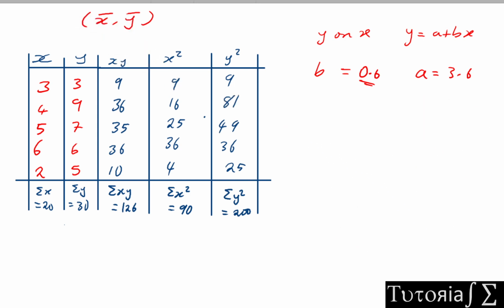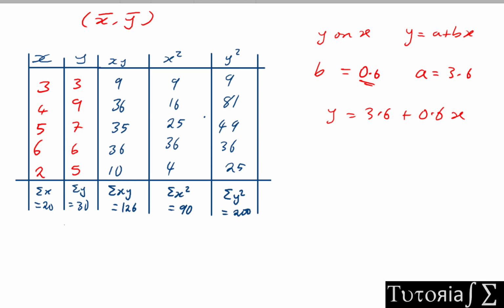Having that done, our equation finally is y is equal to a, which is 3.6, plus b, which is 0.6, times x. So that will be our first equation for y on x.